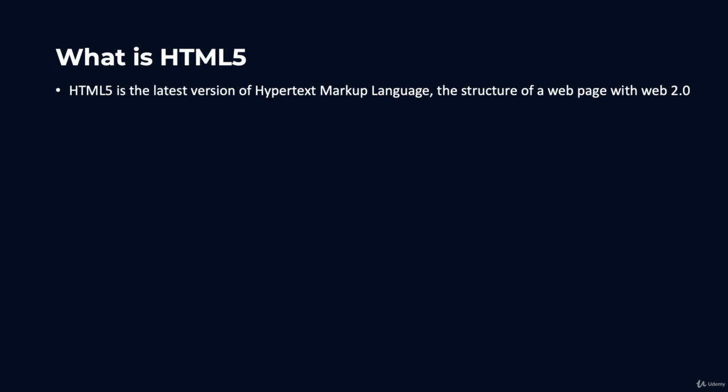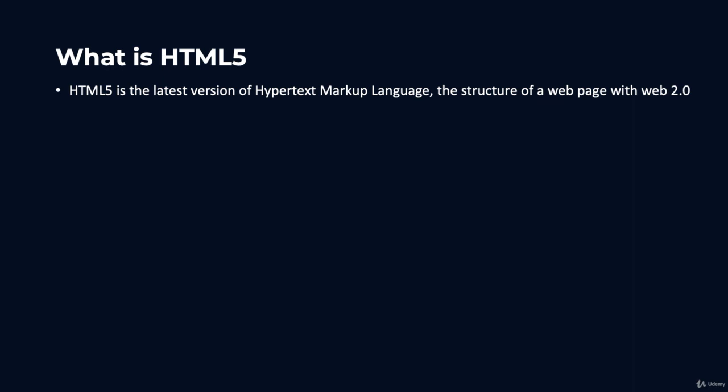All right, welcome back. So in this video, we're going to talk about what is HTML5. HTML5 is the latest version of hypertext markup language. It is the structure of a web page with Web 2.0. So let me explain to you a little bit about what Web 2.0 is, just so you understand.